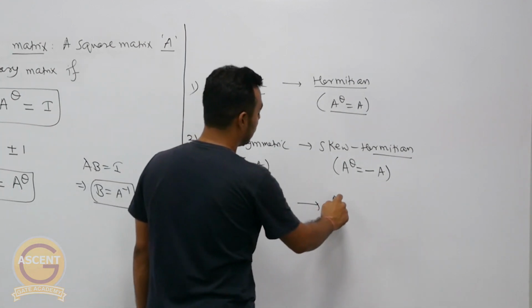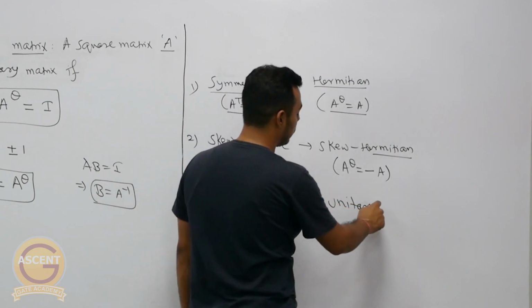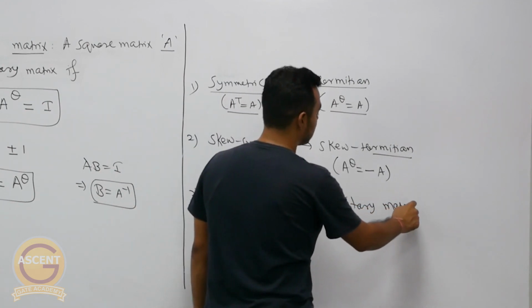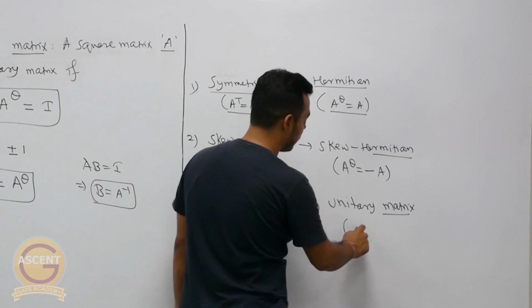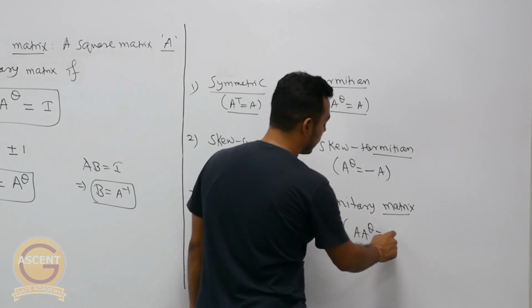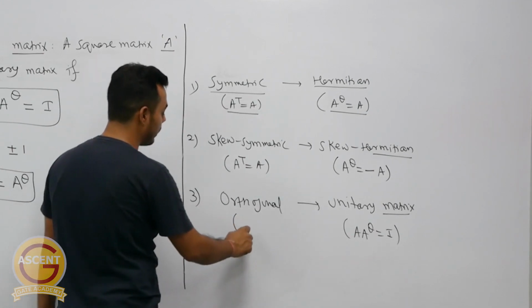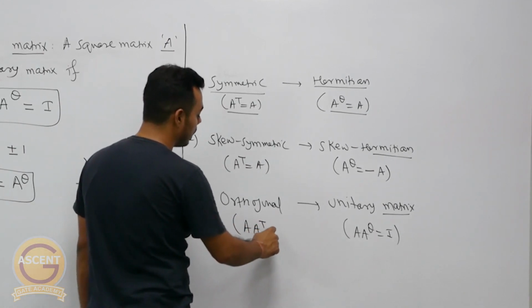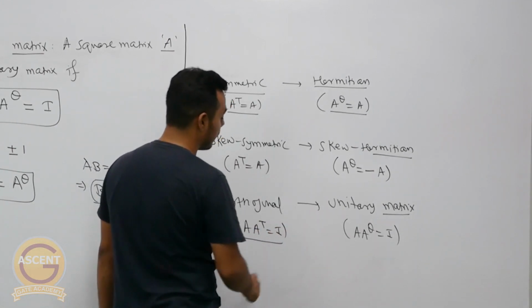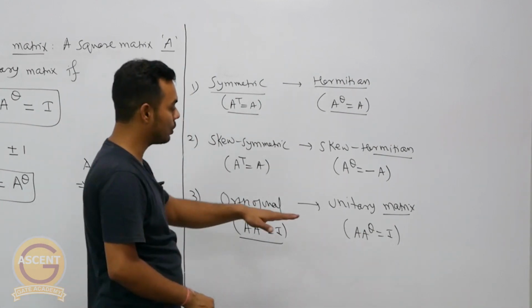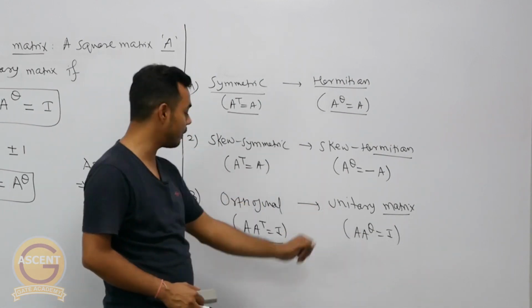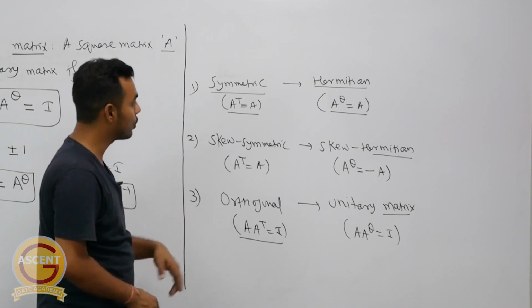Now this orthogonal is similar to unitary matrix in the sense that in case of unitary matrix, the definition is A into conjugate transpose of A is identity matrix, and in case of orthogonal matrix, the definition is A into transpose of A is identity matrix. So a unitary matrix over the set of real numbers will be an orthogonal matrix.